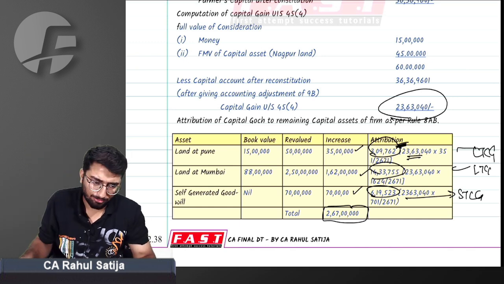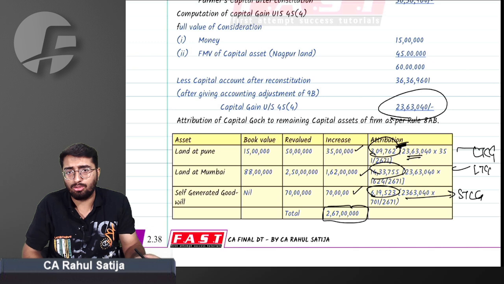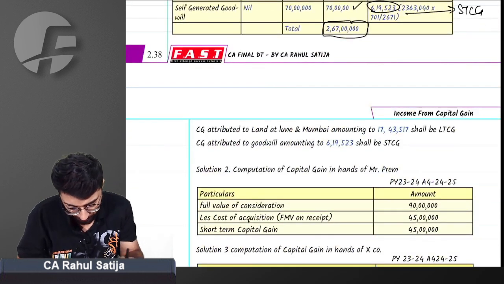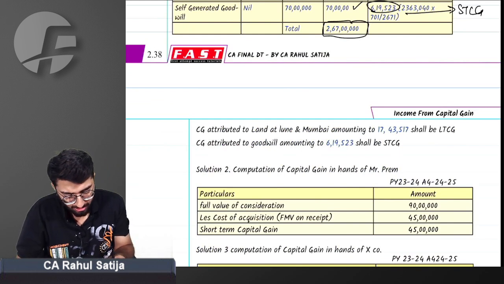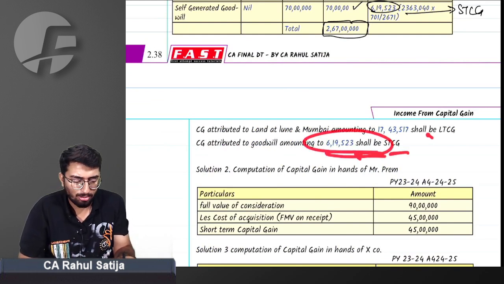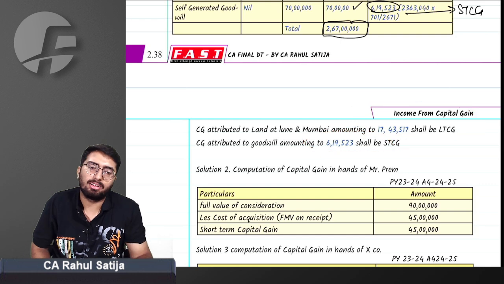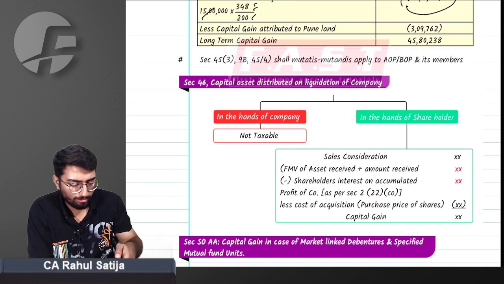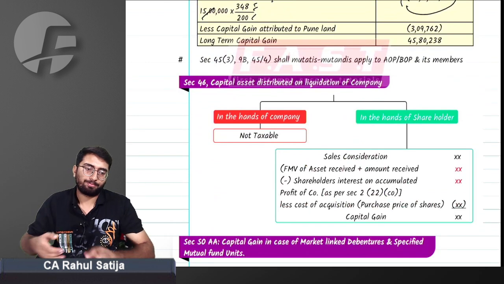For the time being, not relevant. Unless it is being asked to solve in a question, it is not relevant. It is just for knowledge point of view. For that matter, the amount attributed to goodwill is short term and the rest both shall be considered as long term capital gain. Did you get this point or not? Yes, sir, we did get your point.